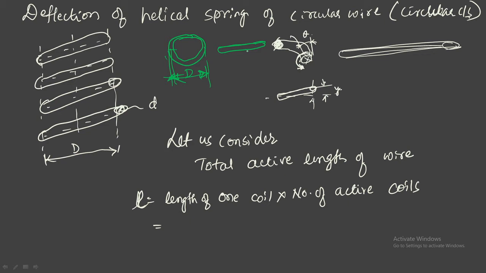What length do you get when you unwind it? The circumference of the coil. So circumference is pi D into i, so pi D into i. So now this is the total active length of the wire.